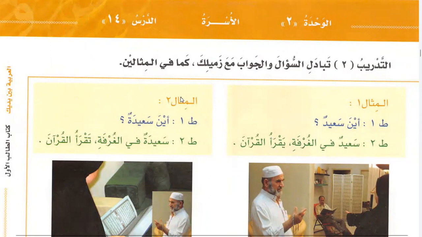The second example. First female student: Aina Saida? Where is Saida? Second female student: Saida fil ghurfati takra'ul Quran. Saida is in the room. She is reading the Quran. So you see, for male we use yakra'u, he is reading. For female we use takra'u, she is reading.